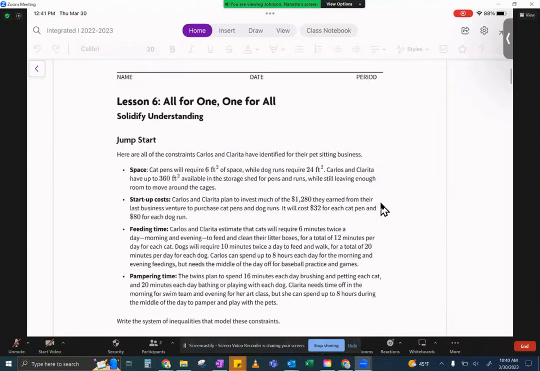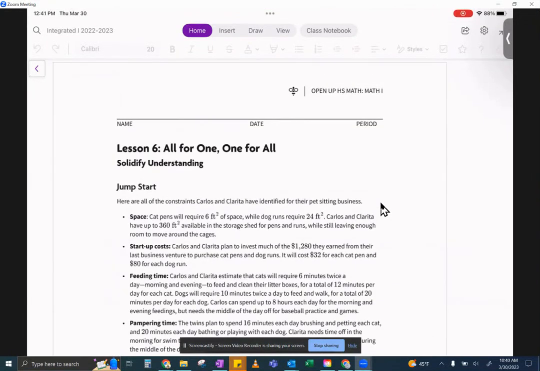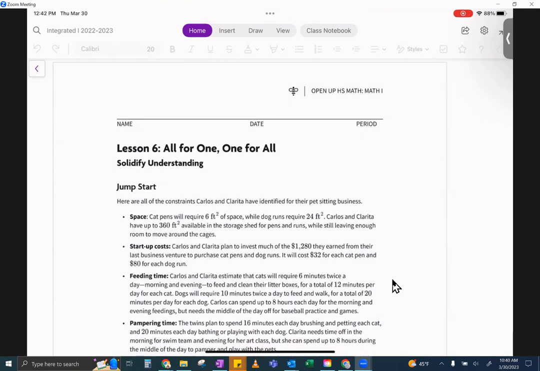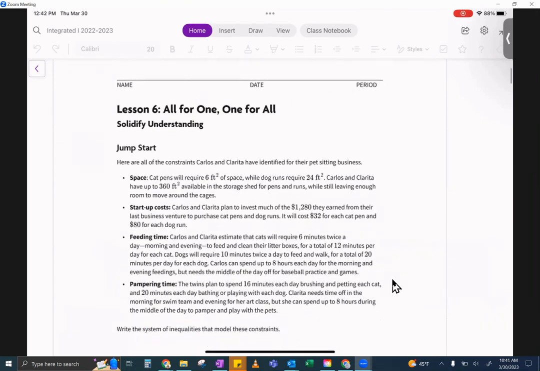Okay, so we are back and we are doing lesson 5.6, which is called All for One and One for All. Okay, so remember all the constraints that Clarita and Carlos went through. And so you can see here that the space, remember, 6 feet for the cats, 24 feet squared for the dog runs. They only have 360 feet available.